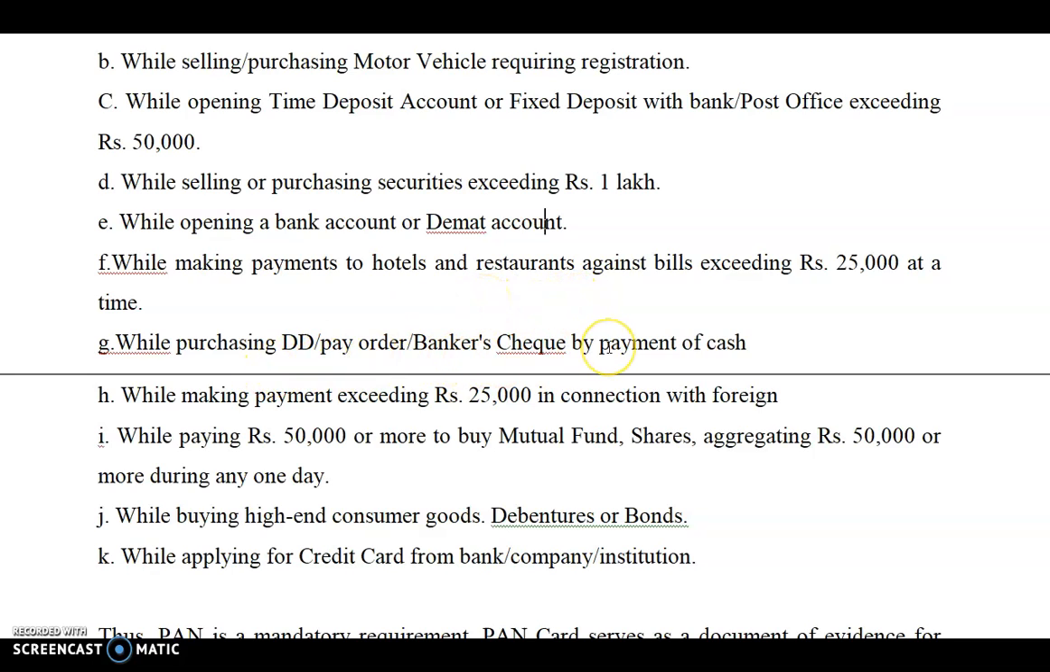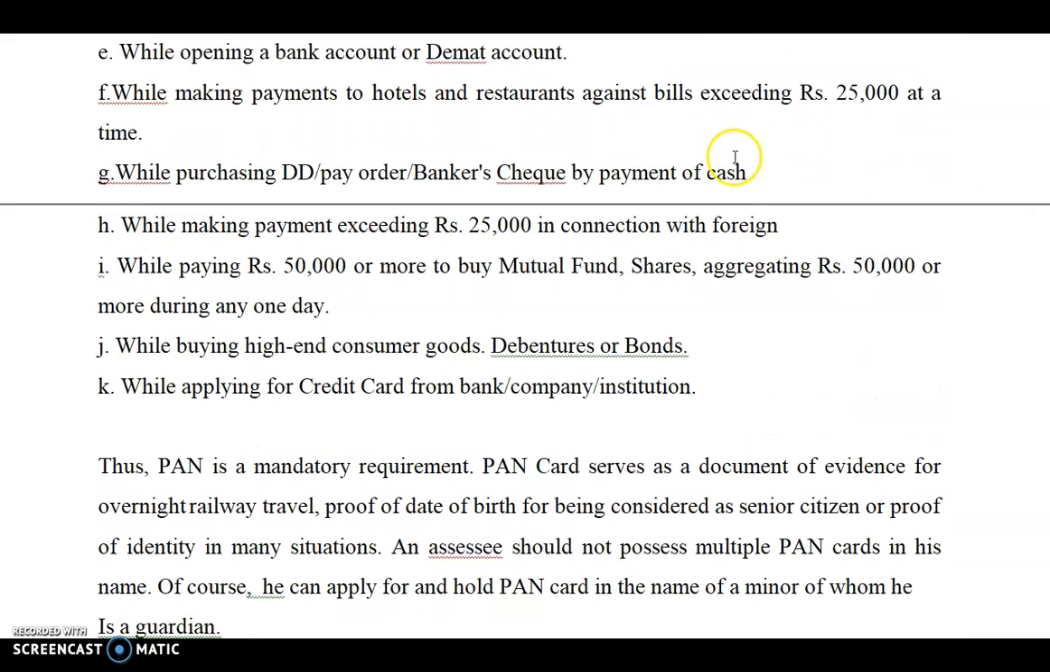When you are purchasing through DD or cheque, or if you are paying any amount in cash, and the amount is beyond a specified limit like 25,000 or 50,000 specified by the authority, then you have to provide your PAN. When you are making a payment exceeding 25,000 in connection with foreign dealings, you have to provide PAN. If you purchase 50,000 or more of mutual funds during one day, you have to provide PAN.